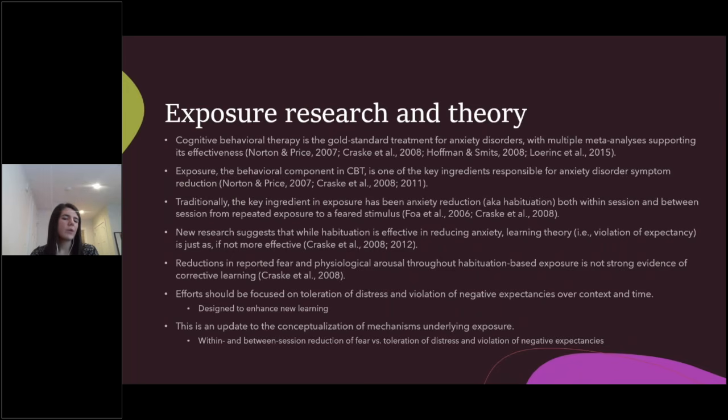So what we're not doing is saying that exposure hasn't been working or that we need to make it better, because we know that it works. What we're saying here is we're just modifying the conceptualization of the mechanisms that underlie exposure. We're modifying the conceptualization of what are the active ingredients that really work in reducing anxiety disorder symptoms. So instead of within and between session reduction of fear, we are now focused on the toleration of distress and the violation of negative expectancies.